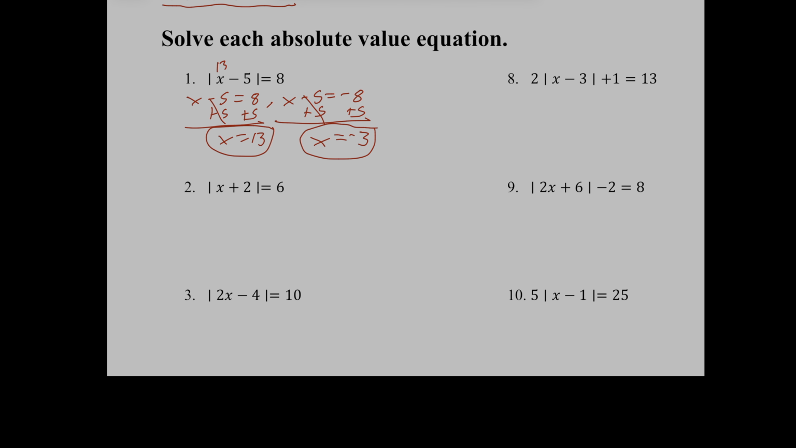Now watch, what happens if I plug in 13? What's 13 minus 5? 8. What's the absolute value of 8? 8. Let's plug in negative 3. What's negative 3? Add a line, change the sign, plus negative 5. It's negative 8. What's the absolute value of negative 8? 8. Okay, so that's why we have to come up with two answers, and we're looking for both the positive and the negative version of what's on the right.